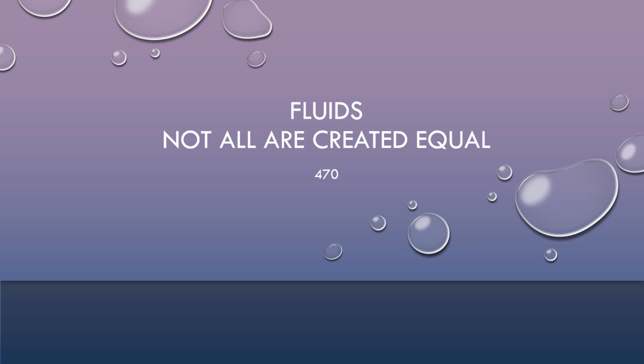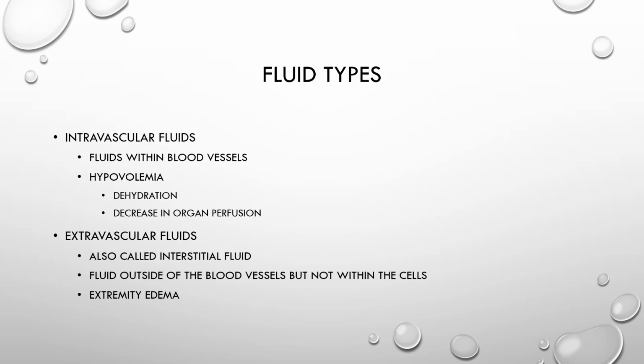So we're going to talk about fluids. Not all the same. We got to know what we're hanging. So there are different fluid types within our body, right? We have intravascular fluids and extravascular fluids. So our intravascular would be fluids within our blood vessels, okay? So when we have hypovolemia, that's like dehydration, decrease in fluids, decrease in organ perfusion.